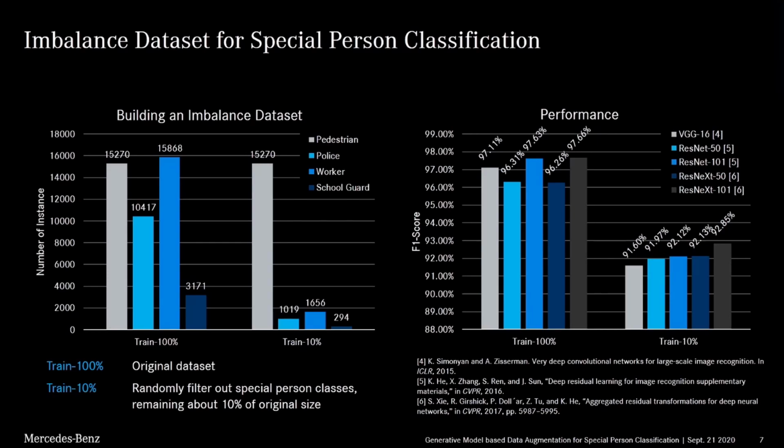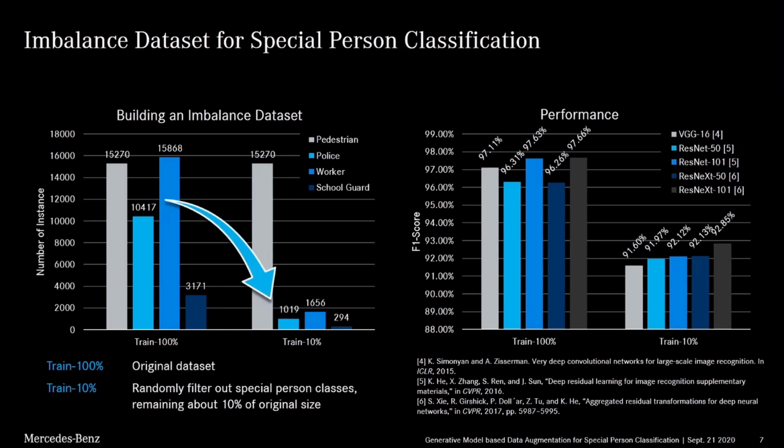In the paper, we have an in-house dataset which includes pedestrian, police, workers, and school guard. To imitate the person distribution of a naturally collected dataset, which is imbalanced, we further randomly filtered out special person instances from the original train set, which is here the train 100, and generate train 10%, train 30%, and train 50%, namely the remaining 10%, 30%, and 50% in comparison to the original volume. Here we only show the 10% version.